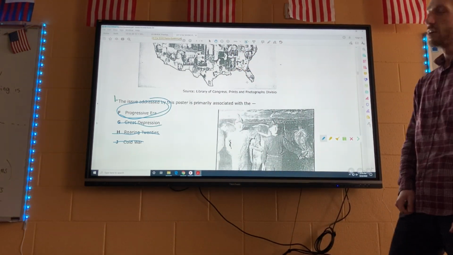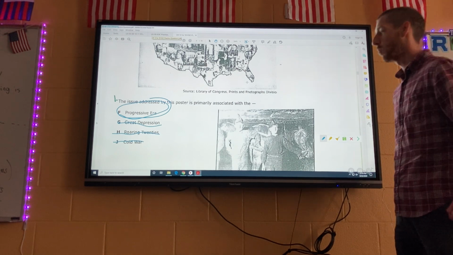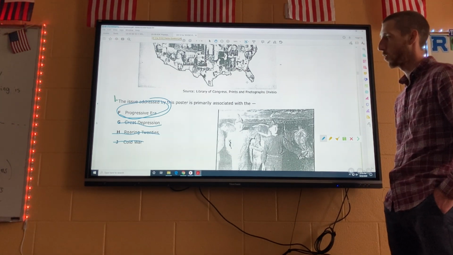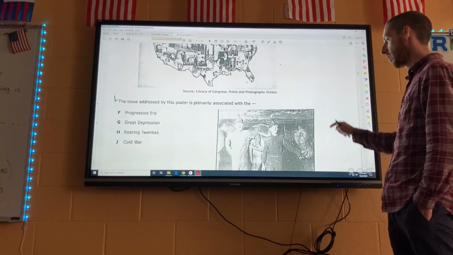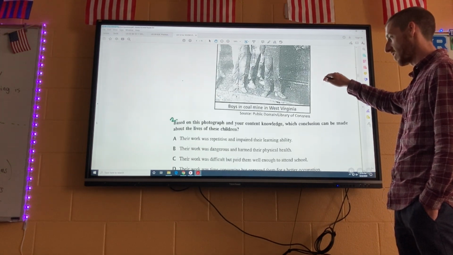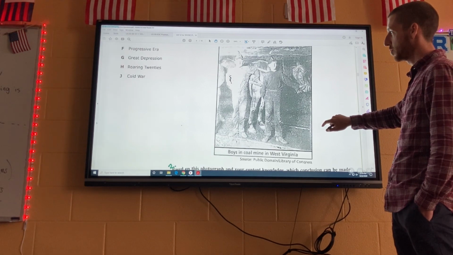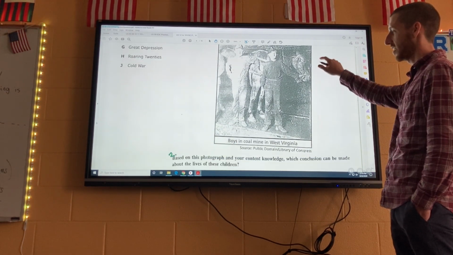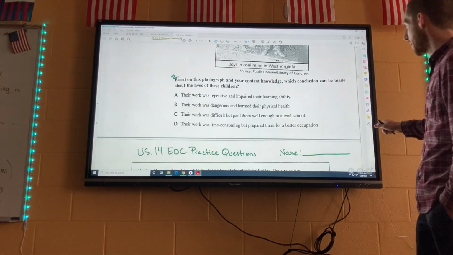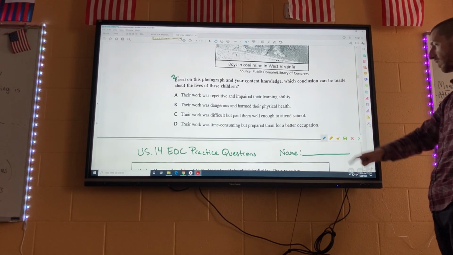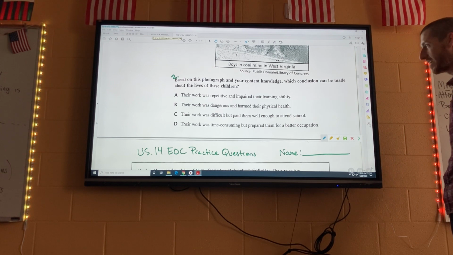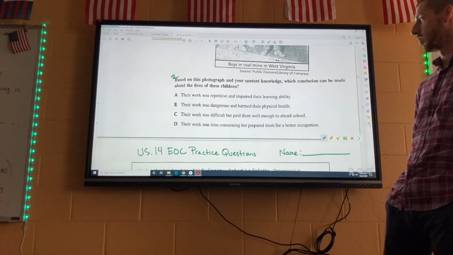Okay, progressive era. They were fighting against child labor. They wanted the kids to be able to not have to go to work, or at least to be able to get paid more and work in better conditions. Okay, but remember that didn't end until 1938. All right, so here's some kids in a coal mine in West Virginia. Not a clear picture, but you get the idea. Based on this photograph and your content knowledge, meaning you know what's going on, what conclusion can be made about the lives of these children?